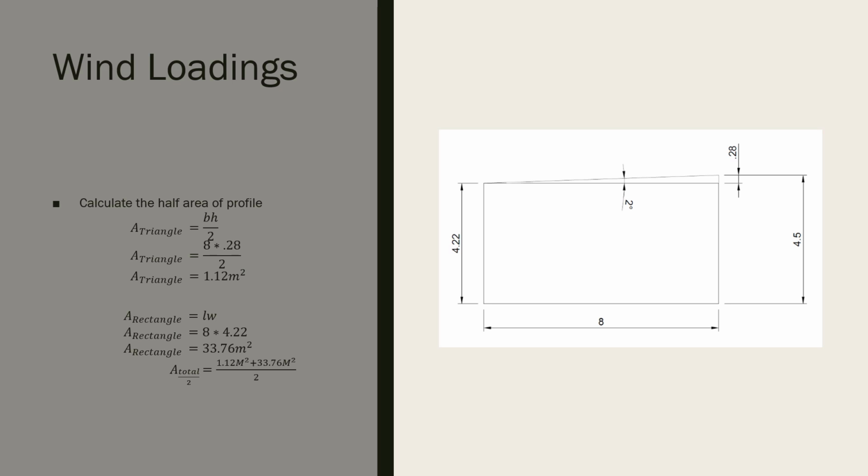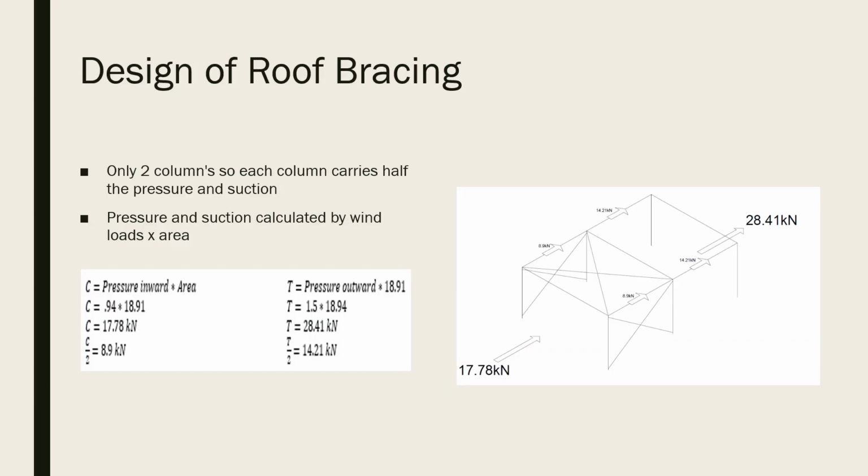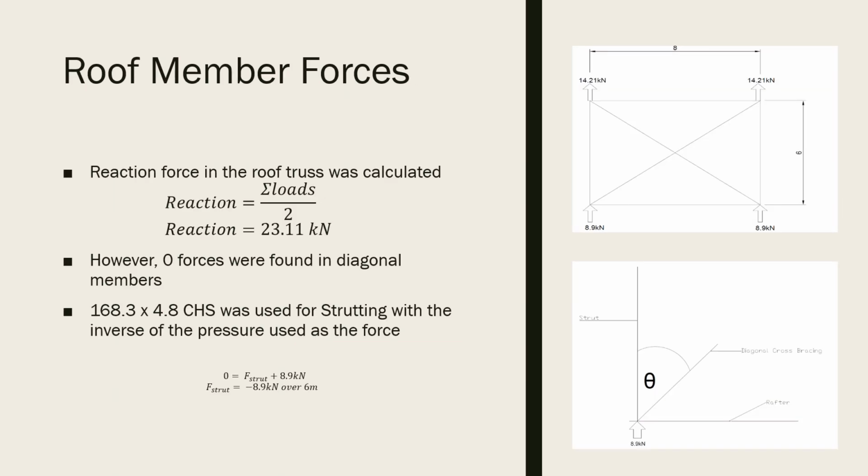When this is found, it is divided by 2, which equals 17.45 meters squared. As the profile of the structure only has 2 columns, each column will carry half of the pressure and half of the suction. The pressure and suction calculated by the wind loads times the area will give us the pressure that each column will carry. As shown on the right hand side, the bracing we went with is just a simple cross bracing spanning over the entire roof span.